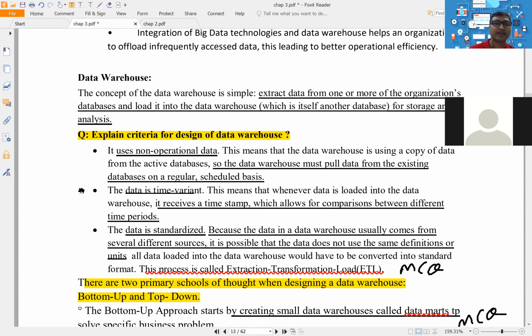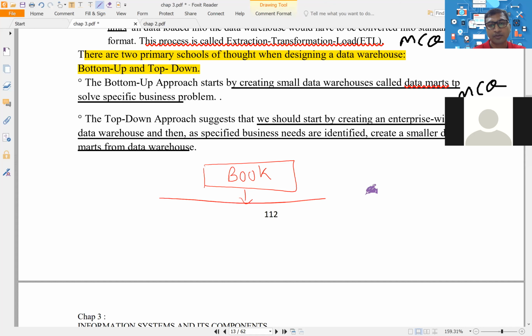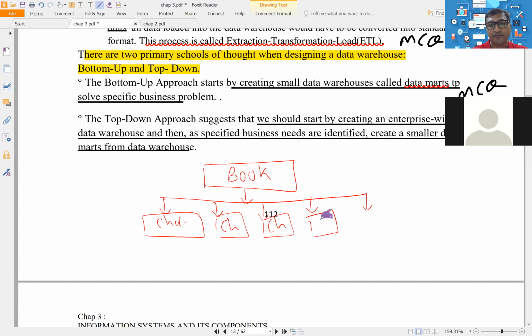Apart from this, there is one very important concept here. If you remember, when you design the data warehouse, there are two methods, top down and bottom up. Here also I have given you an example. If you remember our textbook, if you first create the book and then you divide the book, if you remember this diagram, into chapters, tell me which method it will be.